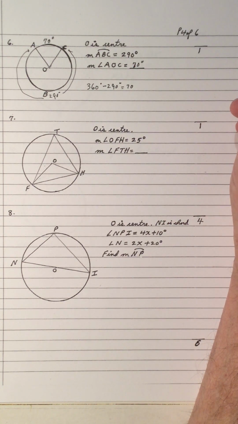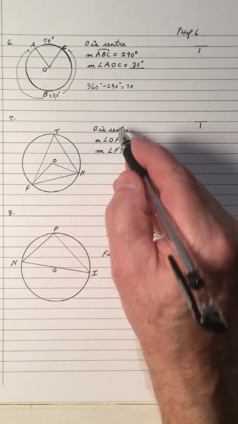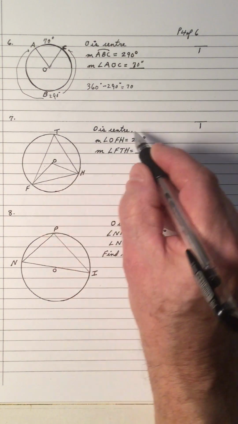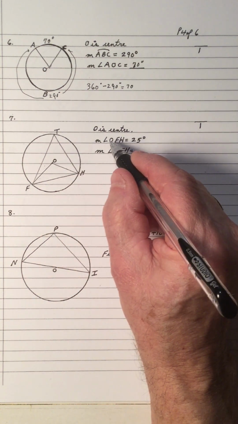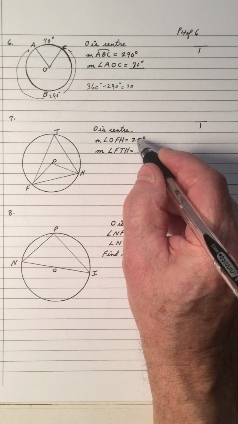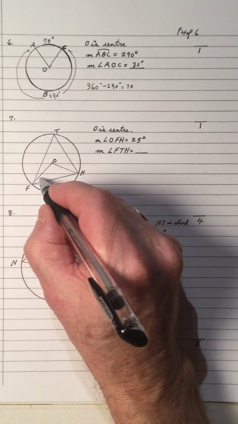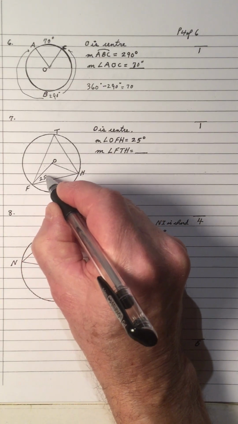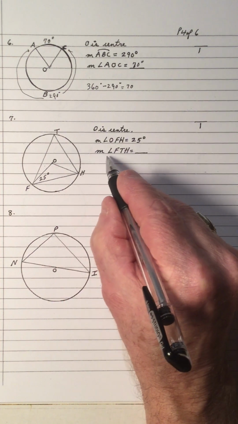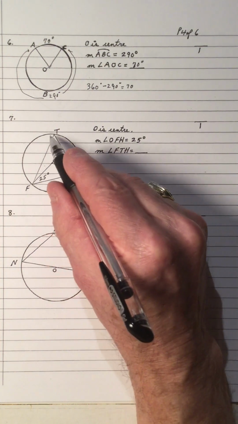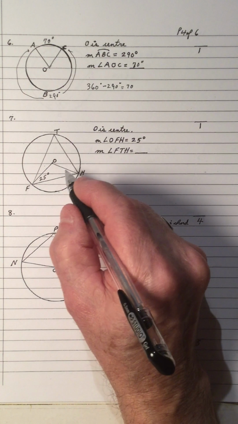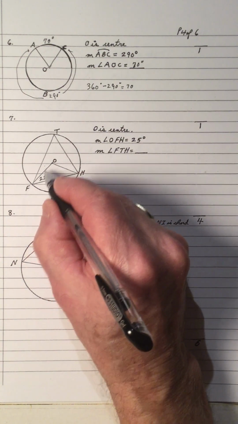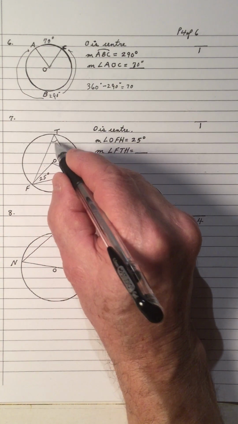Number 7, we have a circle. It says again, O is the center. It says the measure of angle OFH is 25. OFH, so this is 25 degrees right here. And it says find the measure of the angle FTH. So if this is 25, we've got to get the measure of this angle right here.